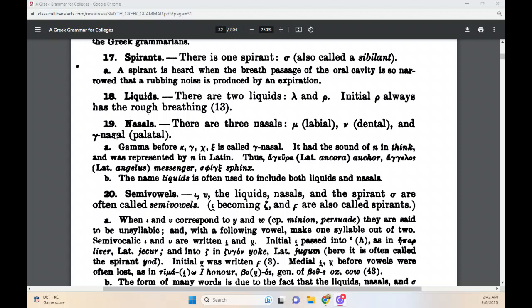Next, note B here under Article 19 says the name liquids, which we saw up here in Article 18, is often used to include both liquids and nasals. I was going to comment on that before because our lesson says that there are two liquids, lambda and rho, and I know that normally mu and nu are also included with the liquids. So this note is helpful to avoid confusion. So that's helpful to know.